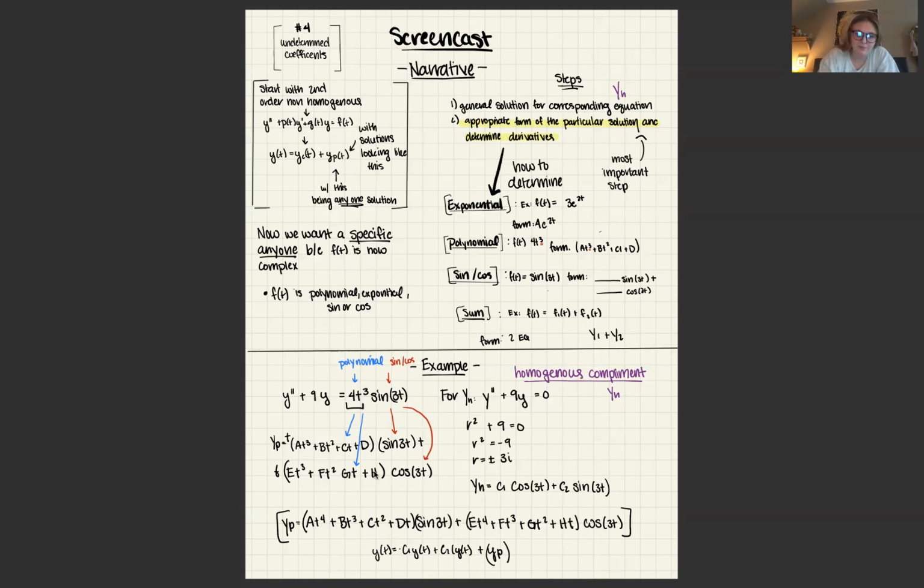Then you're solving over here for your y_p, which is this. And this is the most important part that's specific to undetermined coefficients. Then you just plug this and this together, and that is it. So cool. Hope you have a great week.